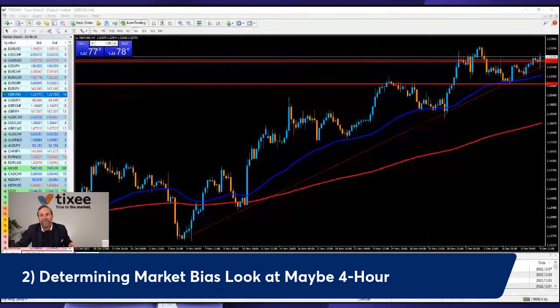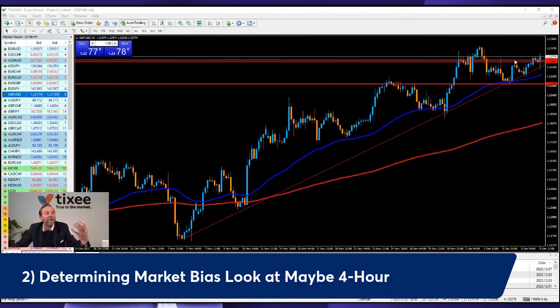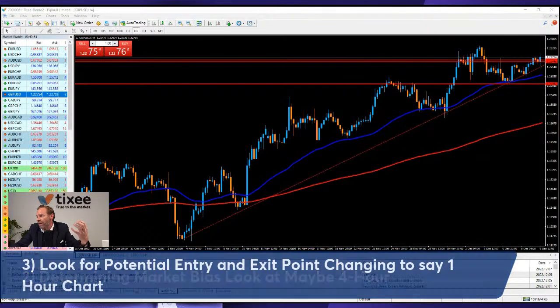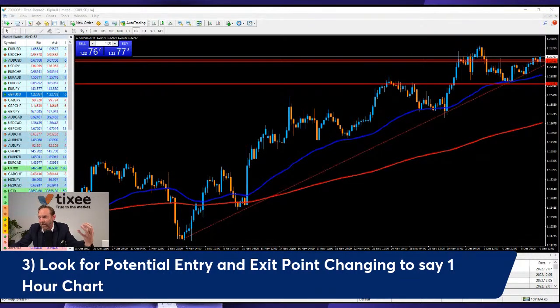Then 2, you determine the market bias. So then what you then do is you then maybe go to a 4-hour chart. So look at it a little bit closer to see where there's a potential entry level. So again, if we go back to my chart again, here's a 4-hour chart. So now we've zoomed in a bit closer. That trend line which we put on a daily is still there, which is good. We know the area of interest on the daily as well, but we're also looking at where the potential entry is as well. And then, of course, we go a little bit closer.